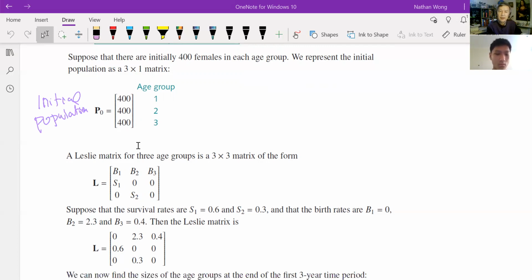So each time, in a particular group, they will have newborn babies. They could have births, but as the age increases, some of the population will pass away. What is the survival rate for B3? The survival rate is whether you're still alive. That's called the surviving rate.